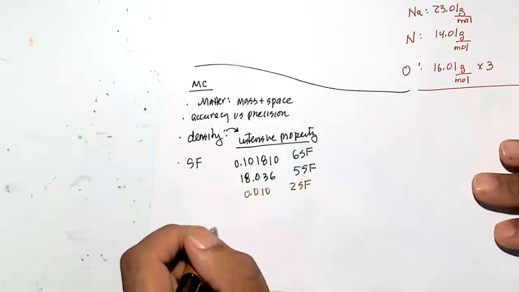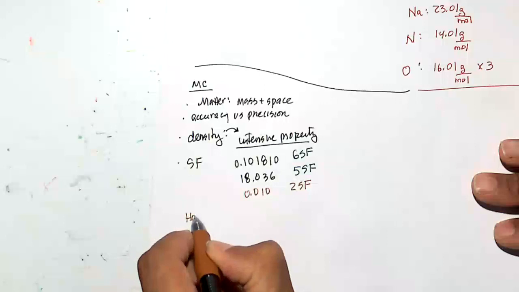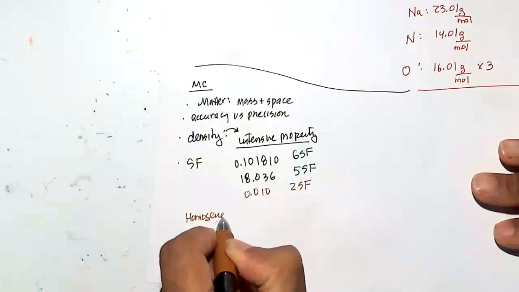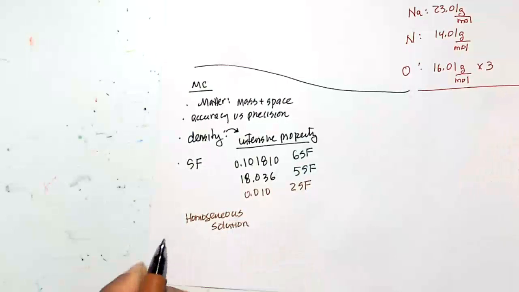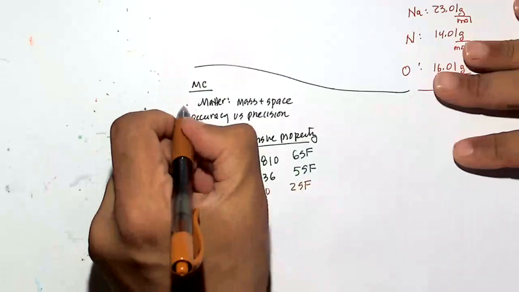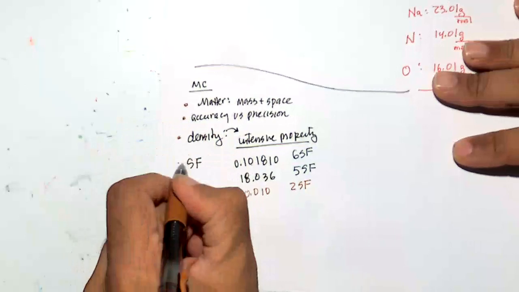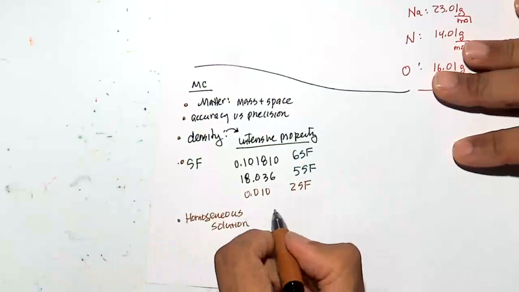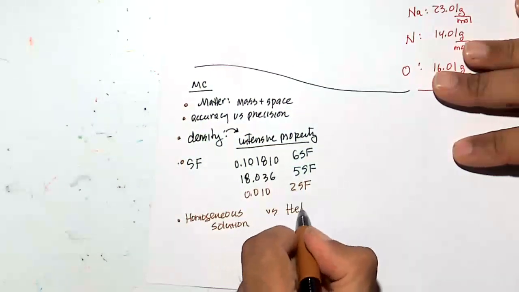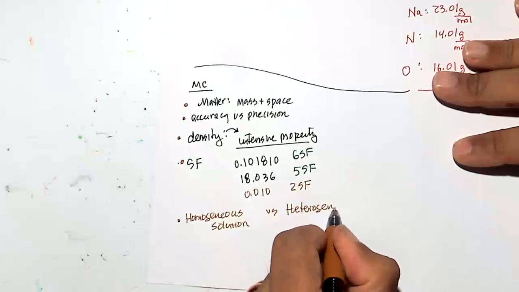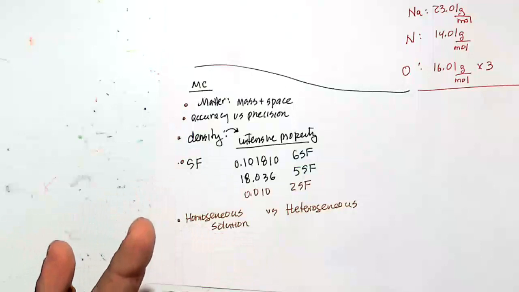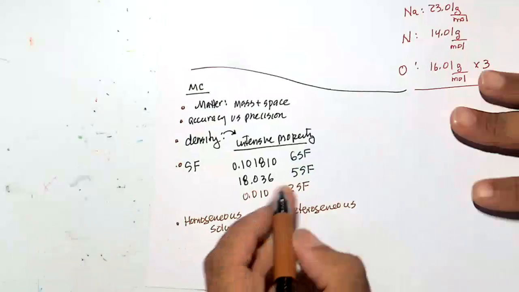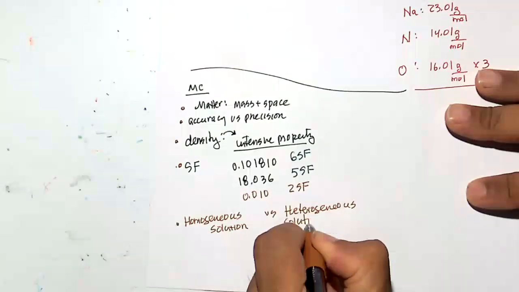All right, homogeneous versus heterogeneous solution. What would be an example of something that's a homogeneous solution? Salt water. What would be an example of something that's heterogeneous? Oil and water, swamp water, muddy water, chicken noodle soup. These are solutions.